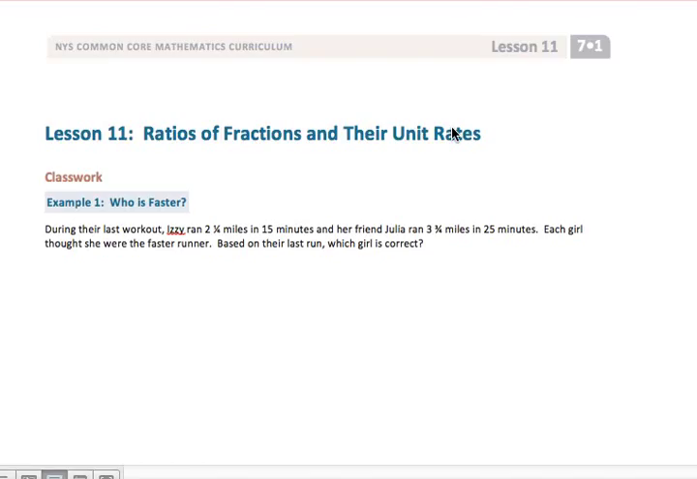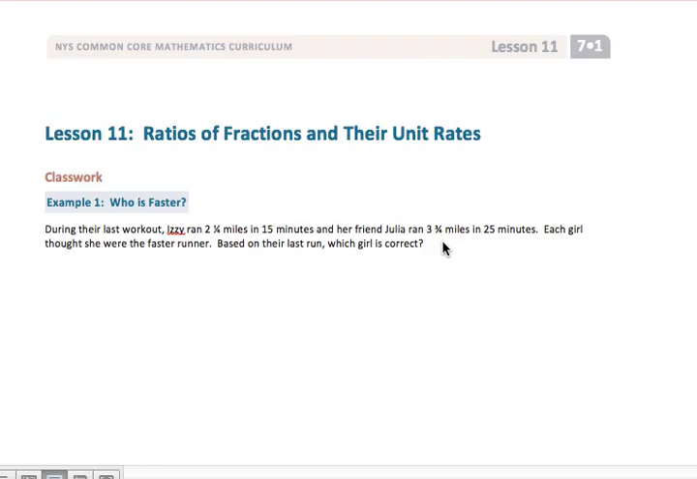In Lesson 11, we're going to look at ratios of fractions and their unit rates. Example 1 talks about Izzy, who can run 2 1/4 miles in 15 minutes, and her friend Julia, who ran 3 3/4 miles in 25 minutes. Each girl thought they were the faster runner. So based on their last run, which girl is correct?